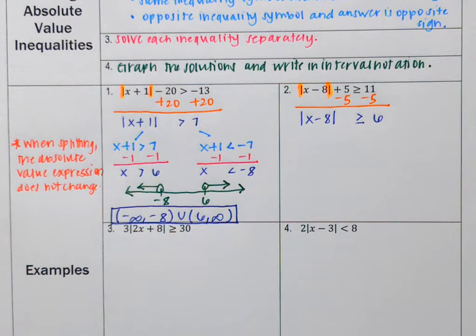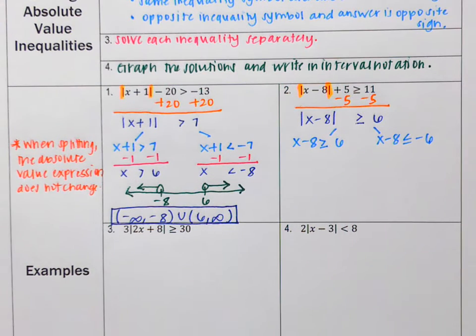Okay, so now that I've gotten the absolute value expression all by itself, now I move on to my second step. So my second step is splitting them. So I want you guys to split them into your 2 inequalities. So go ahead and try that on your own. Split them into your 2 inequalities and then come back to check your work.